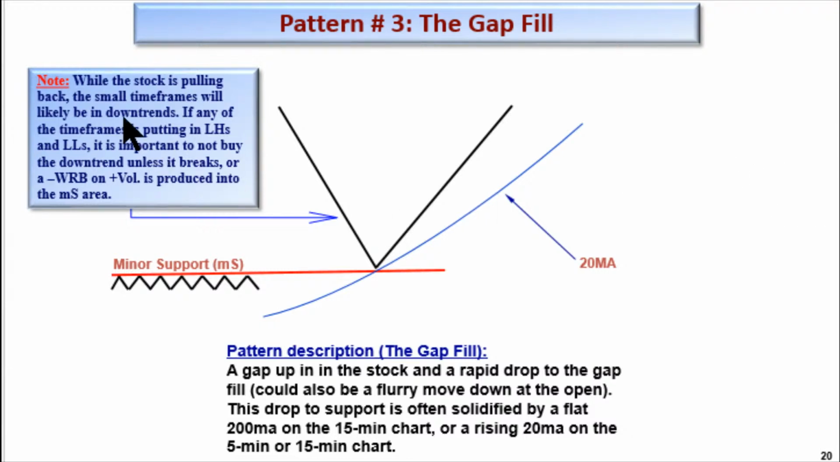Okay, that's why I say here, while the stock is pulling back, the smaller time frames will likely be in downtrends. If any of the time frames is putting in lower highs and lower lows, it's really important to not buy the downtrend unless it breaks, or unless it produces a wide range bar on volume, meaning unless it goes a little bit climactic. But that's actually my favorite location to buy.